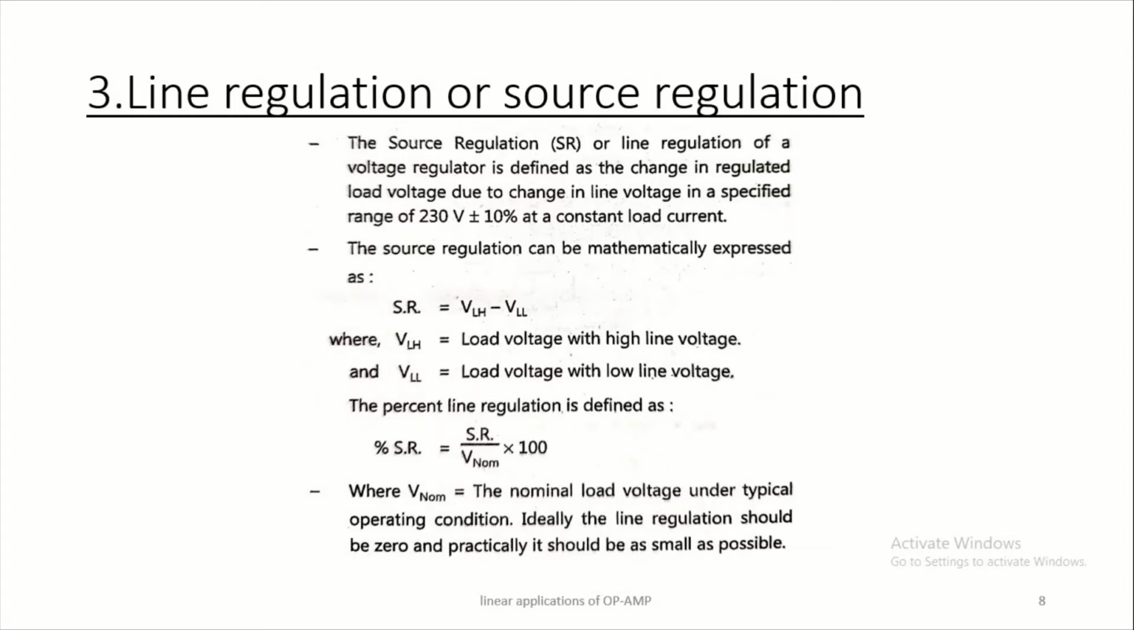Where VLH is the load voltage with the high line voltage and VLL is the load voltage with the low line voltage. In percentage it can be written as (VLH minus VLL) divided by V nominal. V nominal is the nominal load voltage under the typical operating condition. Ideally, the line regulation should be 0, and practically it should be as small as possible.